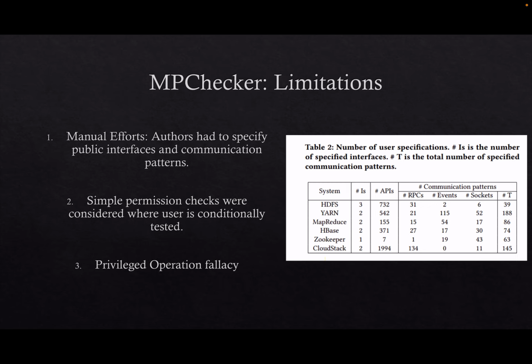Okay, moving on to the permission checks. They have only considered the simple permission checking implementation where a user is conditionally tested. This trade-off works well for the 10 distributed systems under study. However, it may not be generalized to other implementations, for example, token-based authorization with permission checked against a token.